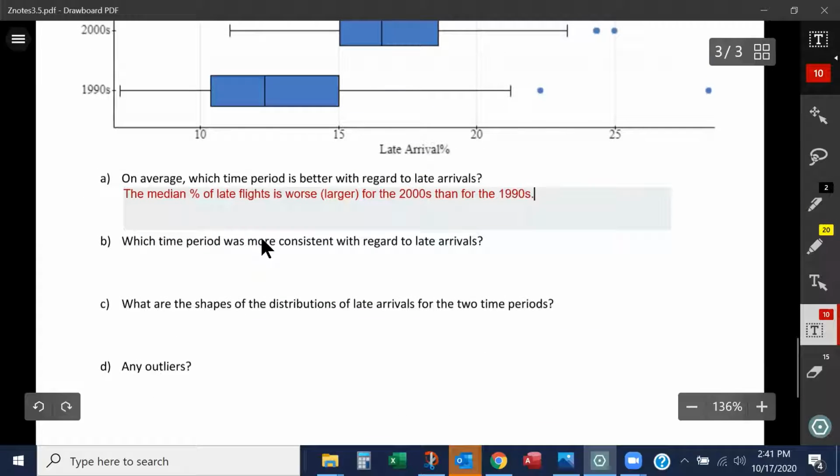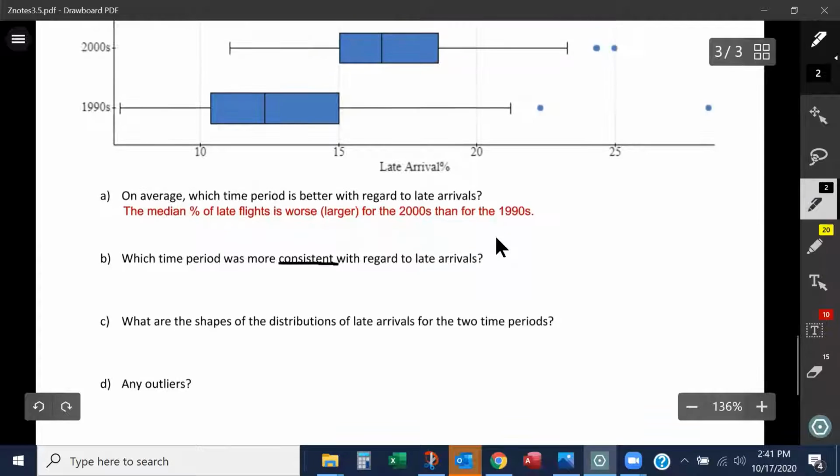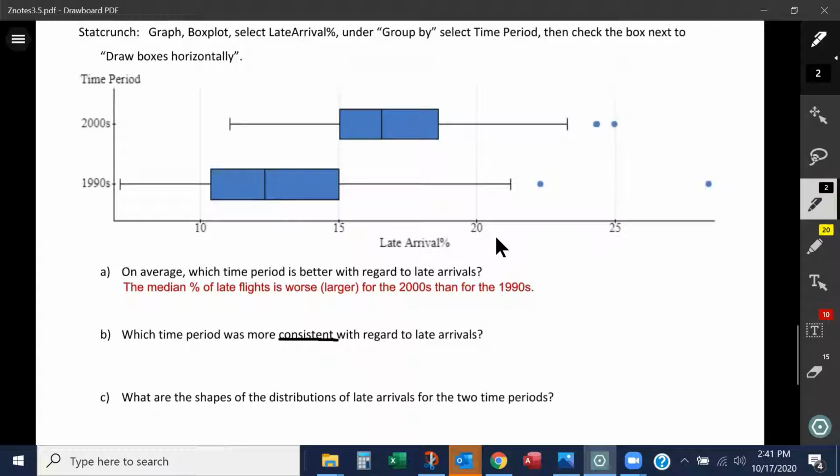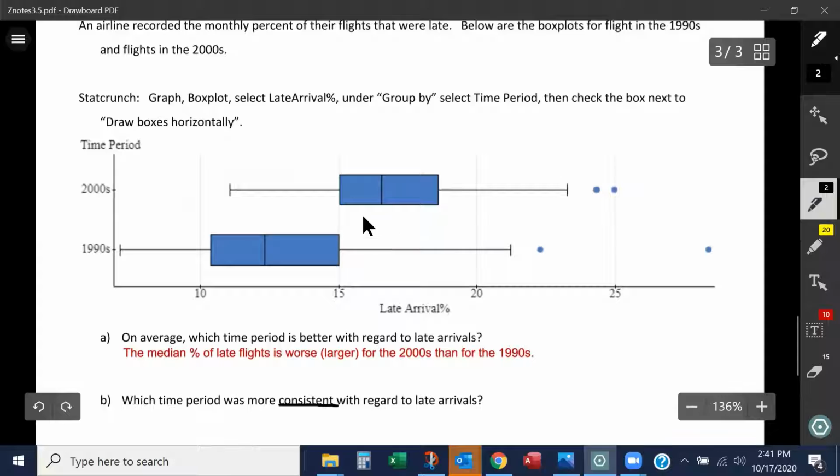All right, which time period was more consistent? So when we're talking about consistent, this has to do with spread. When things are not consistent, the values vary a lot. And so when I look at the spread of these box plots, when I'm thinking about how spread out is the middle half, I'm looking at the box. The distance between this left side of the box and the right side of the box, that's the IQR. And so what do we see?